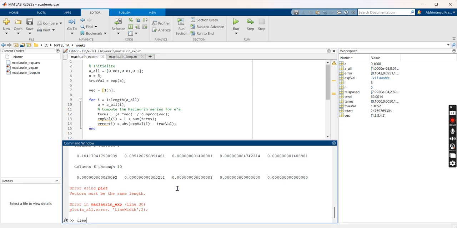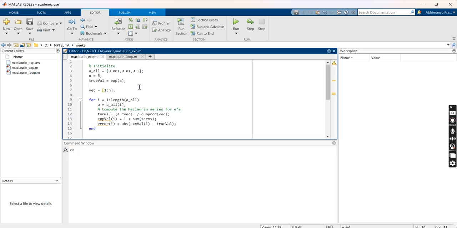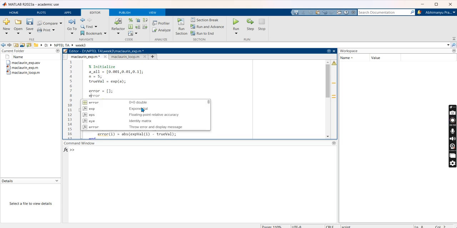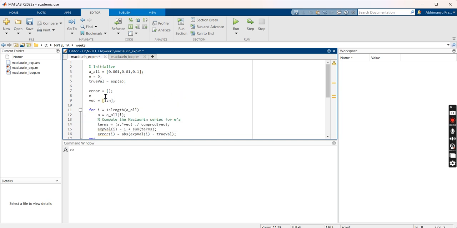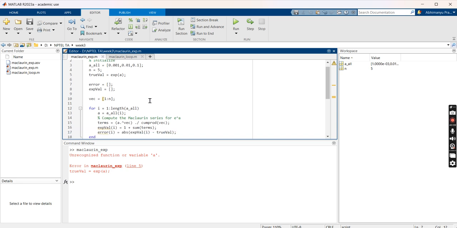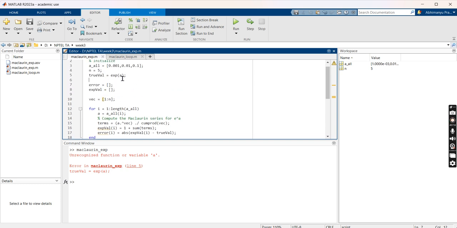Let me just clear the workspace. The issue was that I had not initialized these two empty matrices, so it was taking the previous ones. And I also need to true val xpa. Yeah, fine. So this should also be a all.